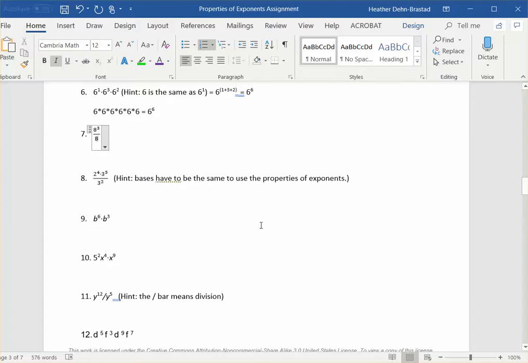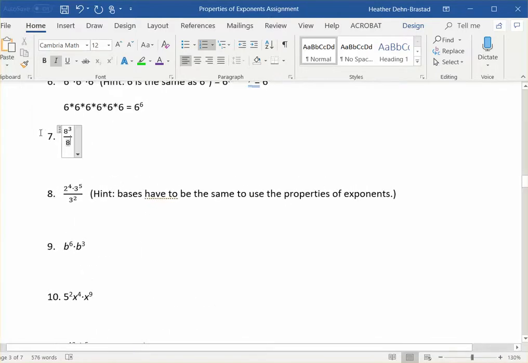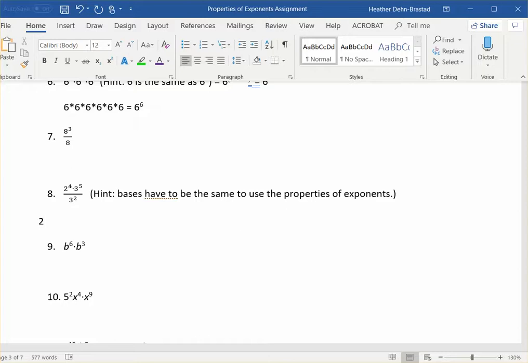Okay, let's see. In number 8, it says 2 to the 4th. I'm going to make this a little bigger. It says 2 to the 4th times 3 to the 5th over 3 to the second power. You can't use the rules and the properties that we learned about at the beginning unless they are the same base. So to the 2 to the 4th, you're not going to be able to do anything with that except write 2 to the 4th. Here's the other way you can write exponents, just as 2 to the 4th.